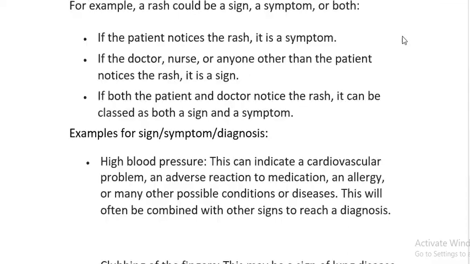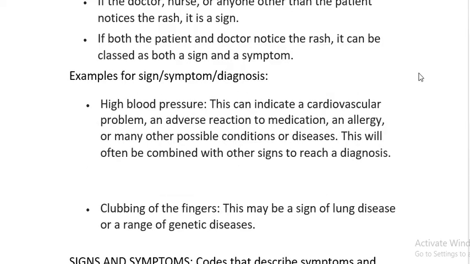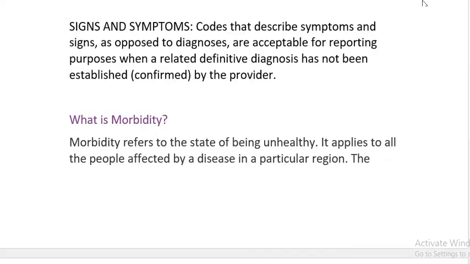For example, a rash could be a sign, a symptom, or both. If the patient notices the rash, it is a symptom. So, as you are perceiving that I have a symptom, if the doctor, nurse, or anyone other than the patient notices the same thing, this rash becomes a sign. If both the patient and doctor notice the rash, it can be classified as both a sign and symptom. Now, signs and symptoms in the ICD-10-CM guideline.